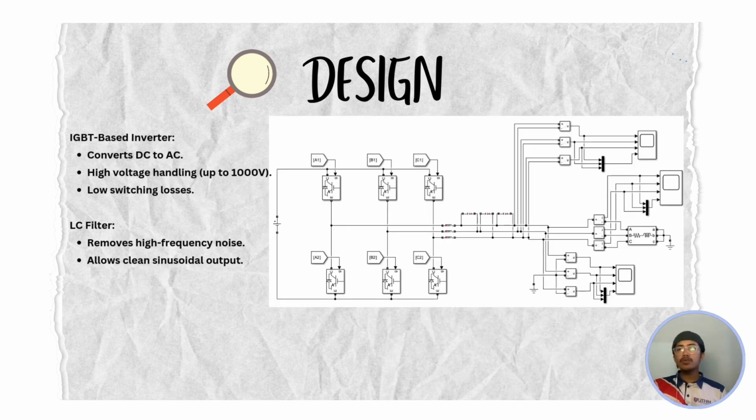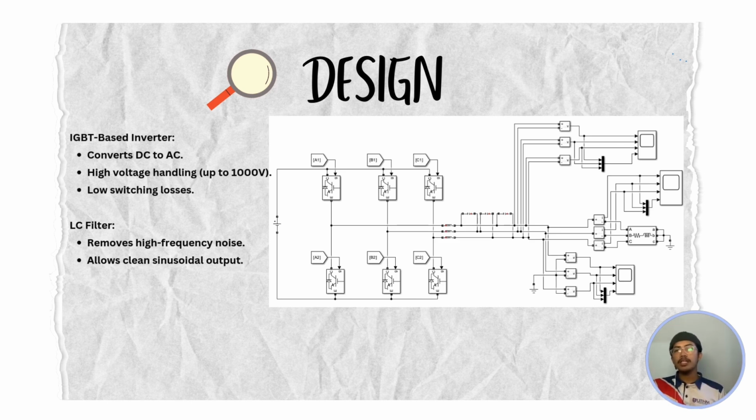Next, these switching signals S1 to S6 are used to drive the six insulated gate bipolar transistors, or IGBTs. In the inverter circuit, the IGBTs are chosen for their high voltage handling capability and their reduced switching losses, which ensure efficient DC to AC conversion. After the switching stage, we add the LC filter. This filter is designed to block high frequency noise and allow only the desired sinusoidal waveform to pass through.